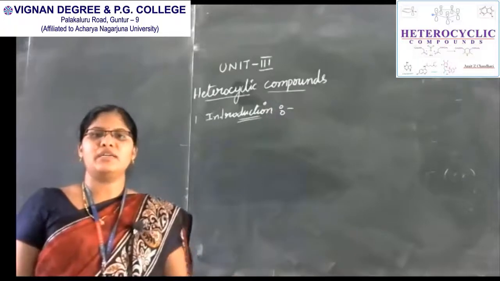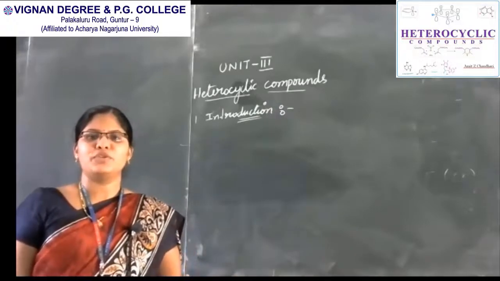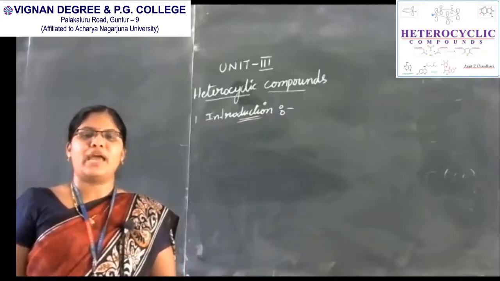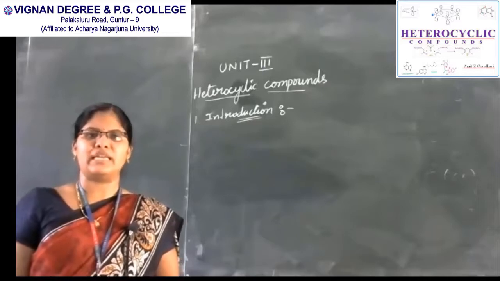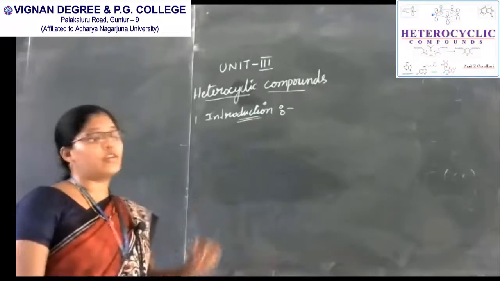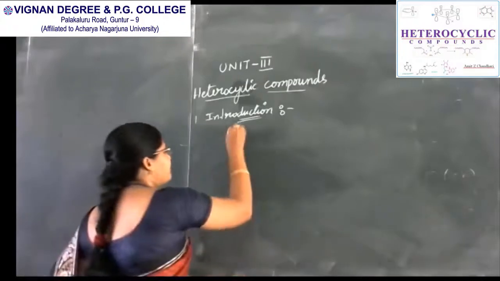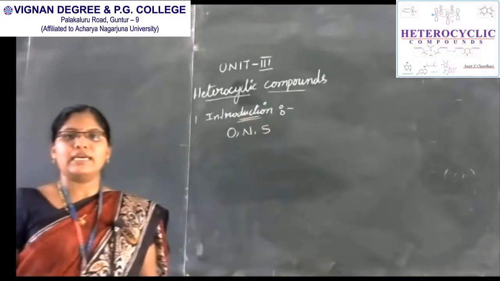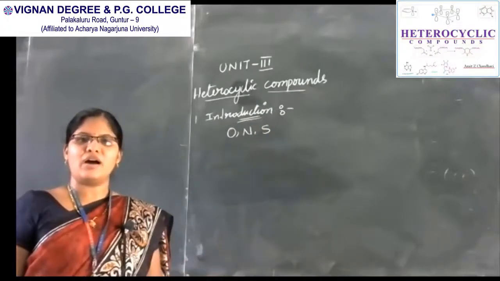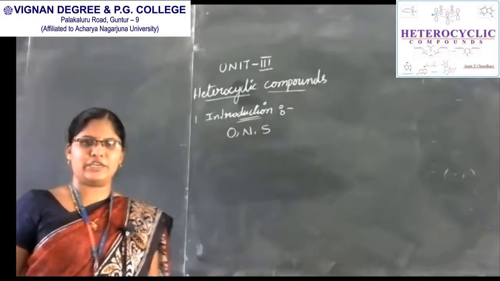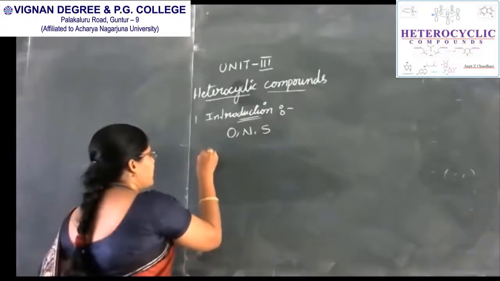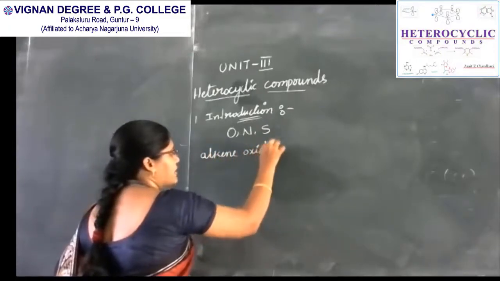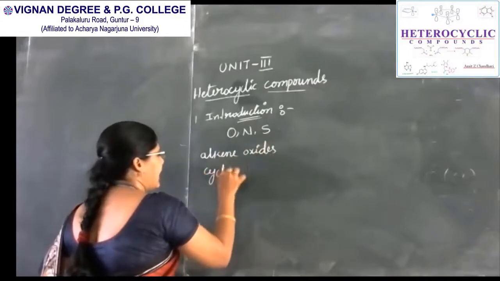Heterocyclic compounds are cyclic compounds which contain one or more heteroatoms at one or more corners of the ring. These heteroatoms may be oxygen, nitrogen, or sulfur. These heterocyclic compounds may or may not be aromatic in nature. For example, alkene oxides and cyclic anhydrides.